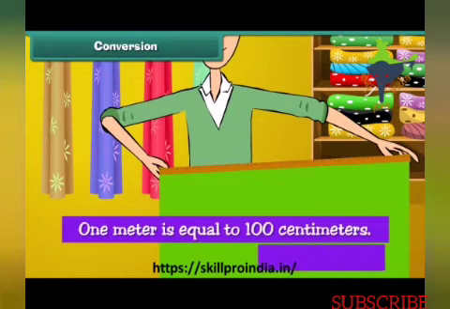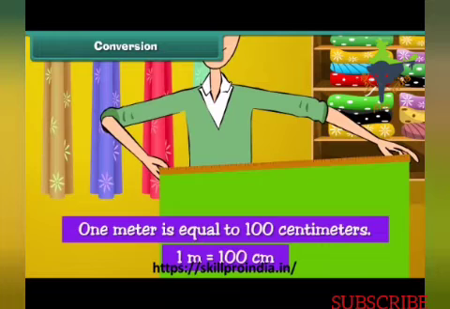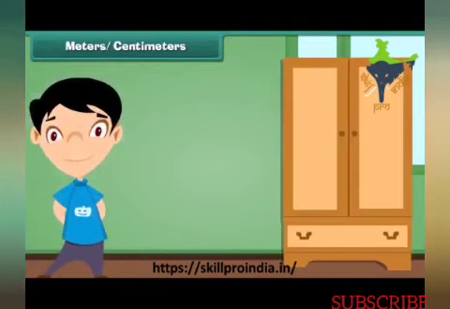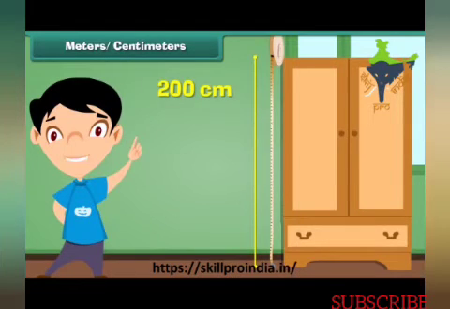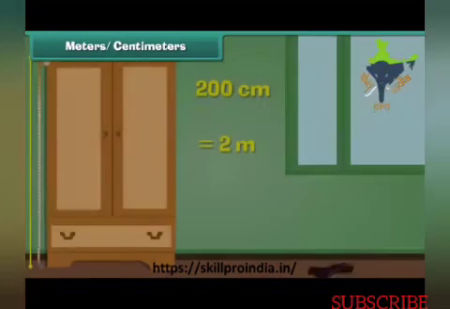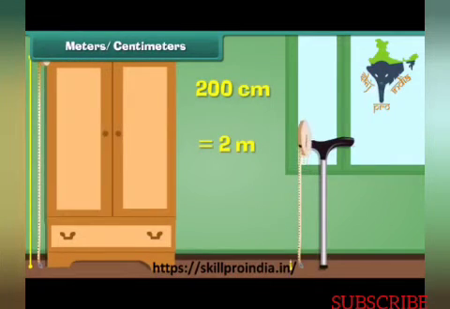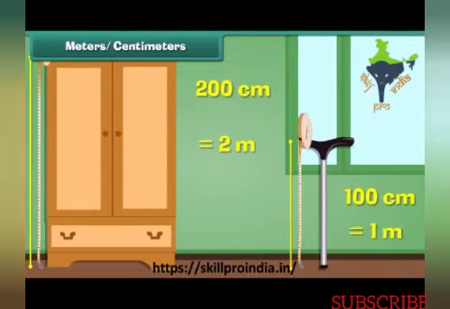1 meter is equal to 100 centimeters. We can measure the height of the almirah by using a measuring tape. The height of the almirah is 200 centimeters. Therefore, we can say that the height of the almirah is 2 meters. Similarly, the length of the walking stick is 100 centimeters, or we can say 1 meter.